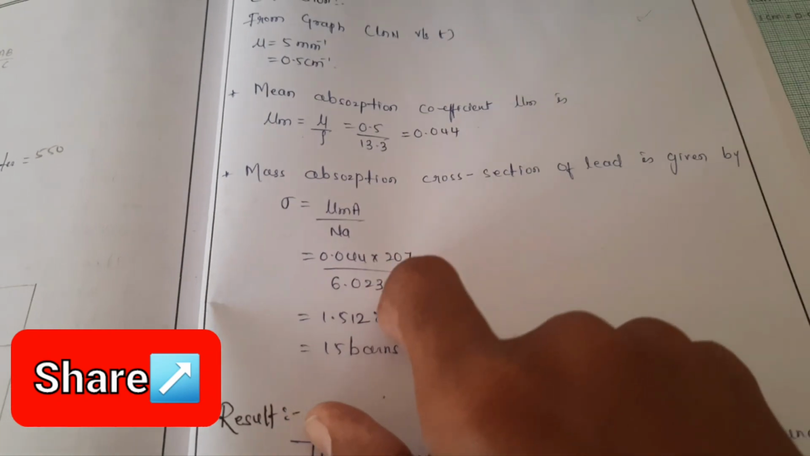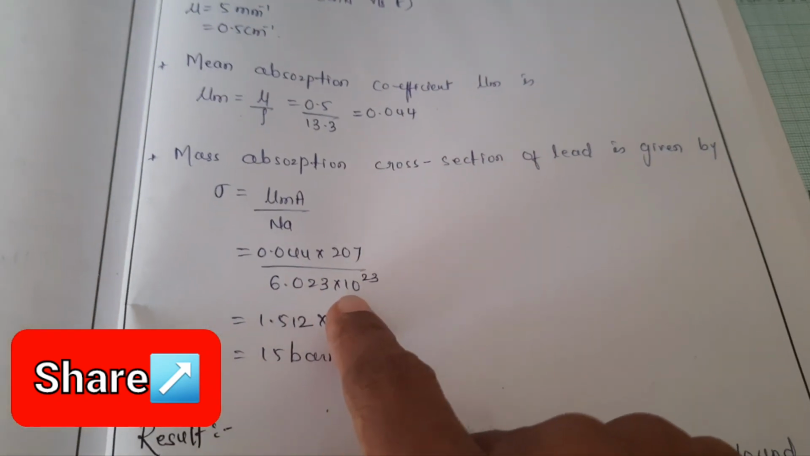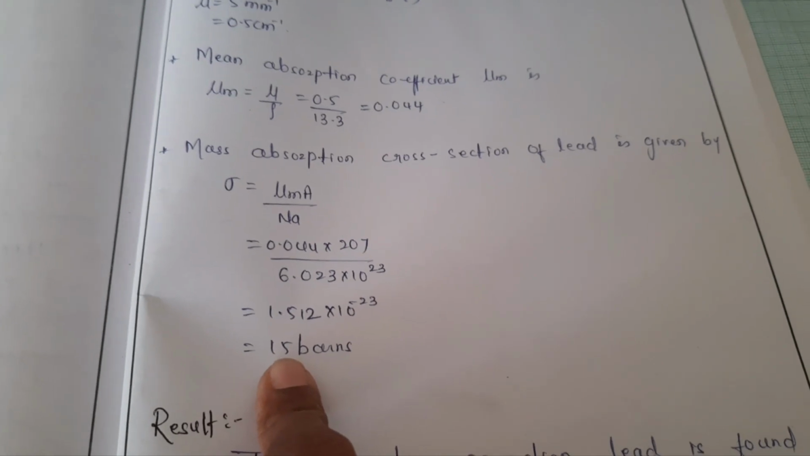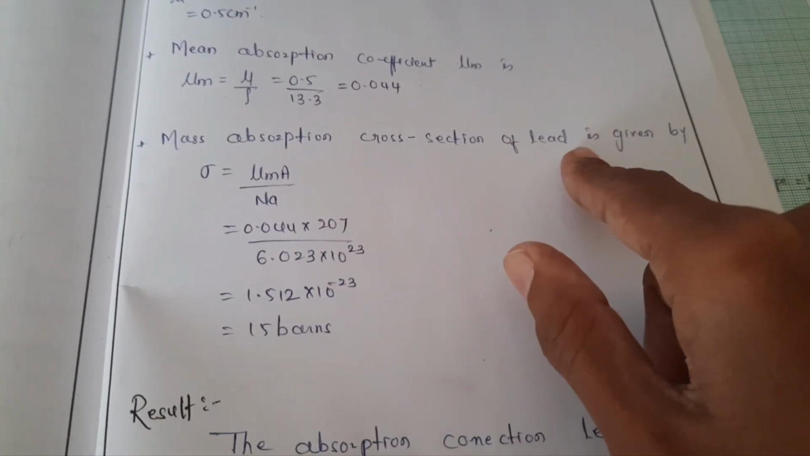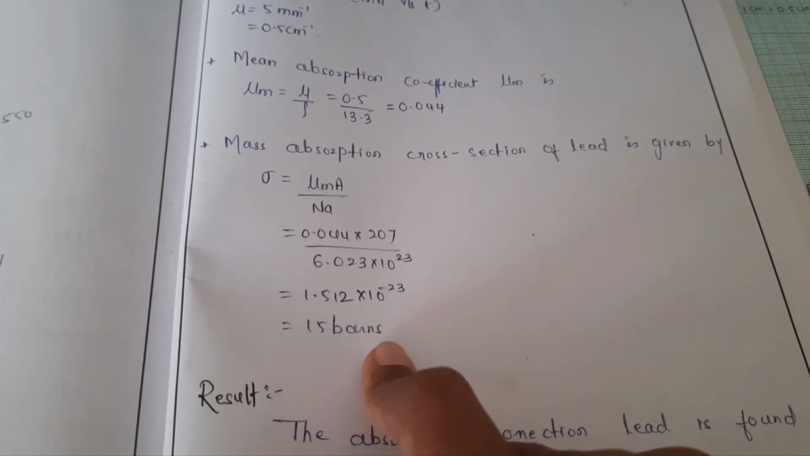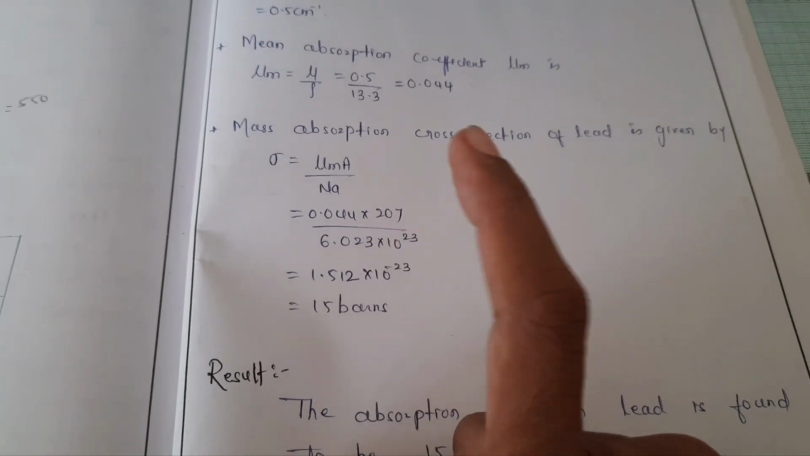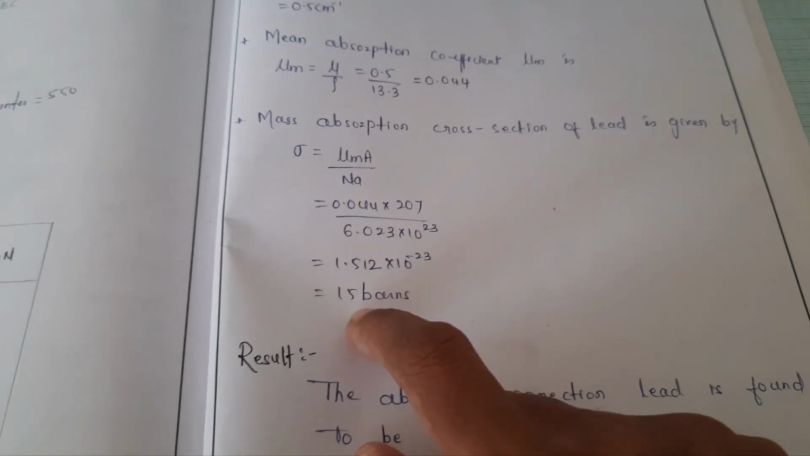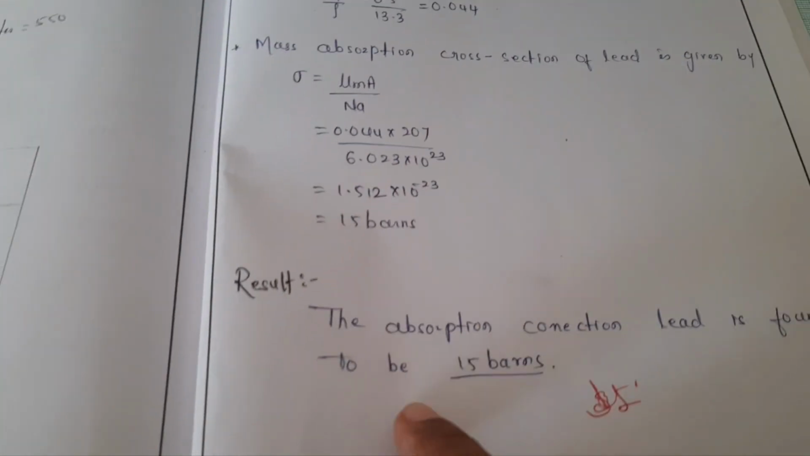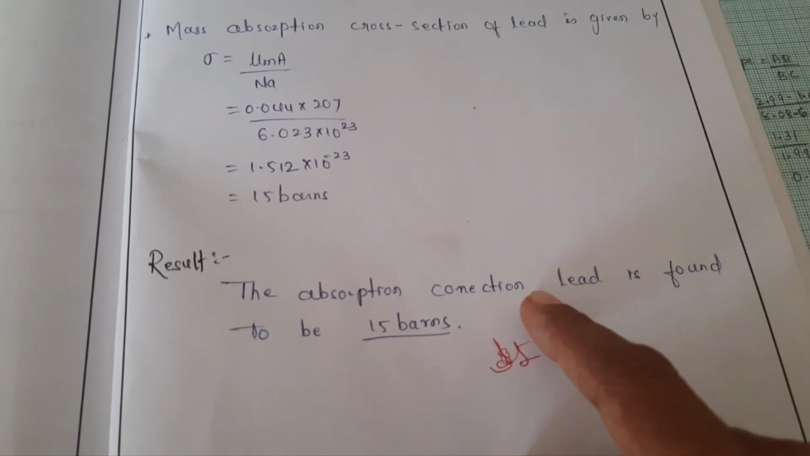Mu m, the mass number, is 207, and the Avogadro number. You will get the cross section of lead about 15 barn. Cross section is usually measured in terms of barn. A barn is 10 to the power minus 24 centimeter square, or 10 to the power minus 28 meter square. So they got 15 barns. This is the absorption cross section of lead, about 15 barn.